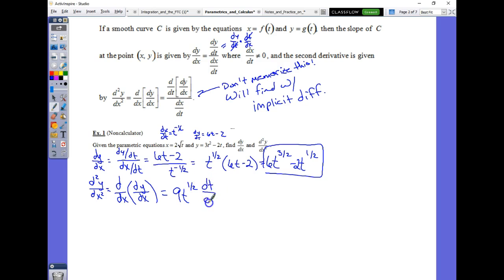dt dx. Where on earth did that come from? I took the derivative of t with respect to x. Good. What's the derivative of the next term then?